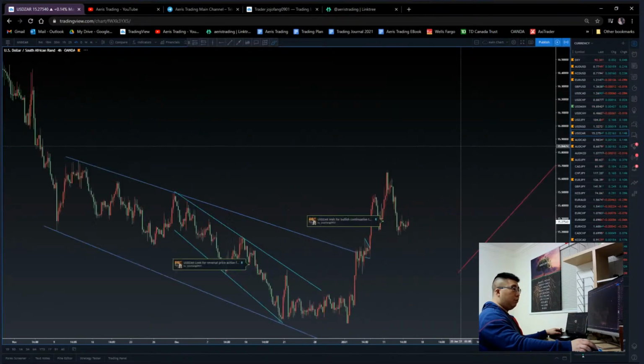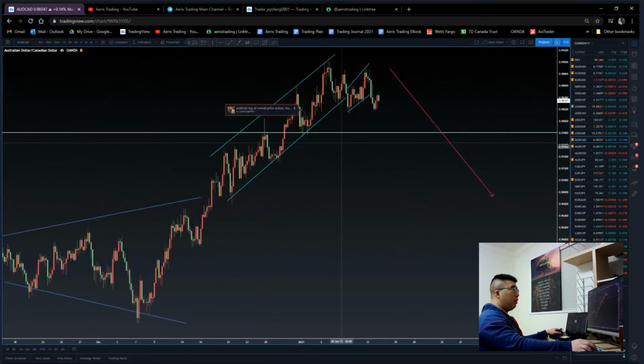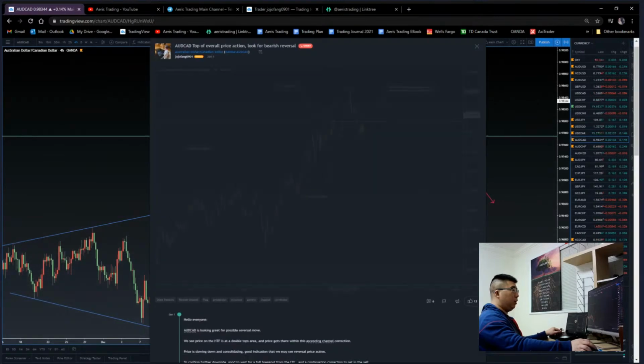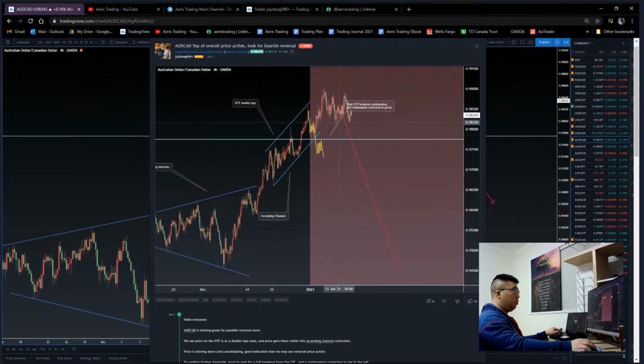So let's jump into a few other ones that I think can shape up really well. I still like Aussie CAD here. We are pretty much seeing this breakout, which is pretty good for me. Remember I mentioned price doesn't have to break out right away. It can just bounce off this and continue upwards before a breakdown. So in this case, that pretty much happened.